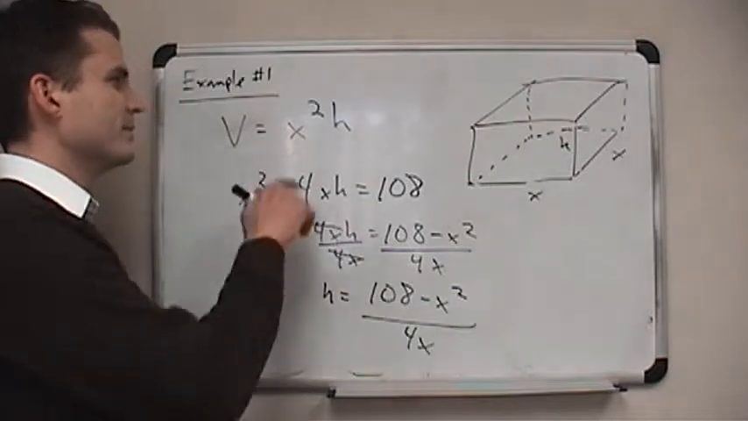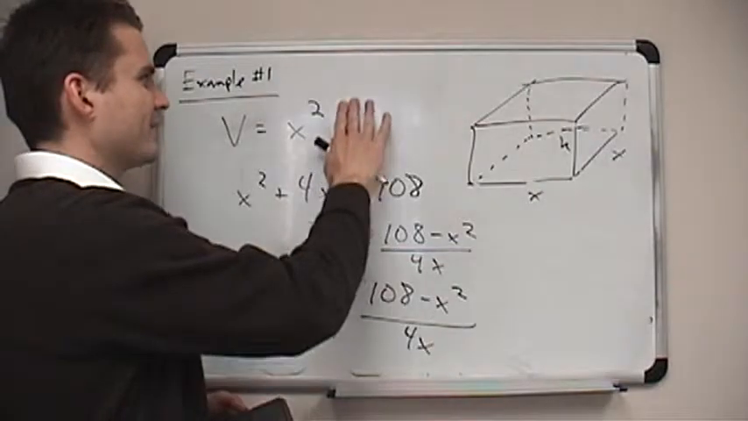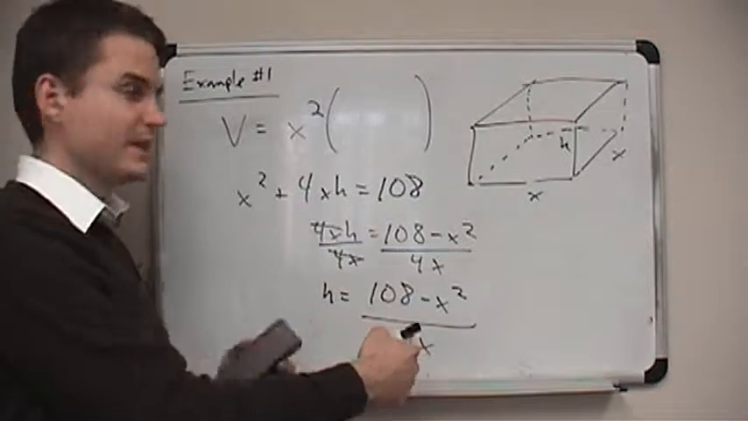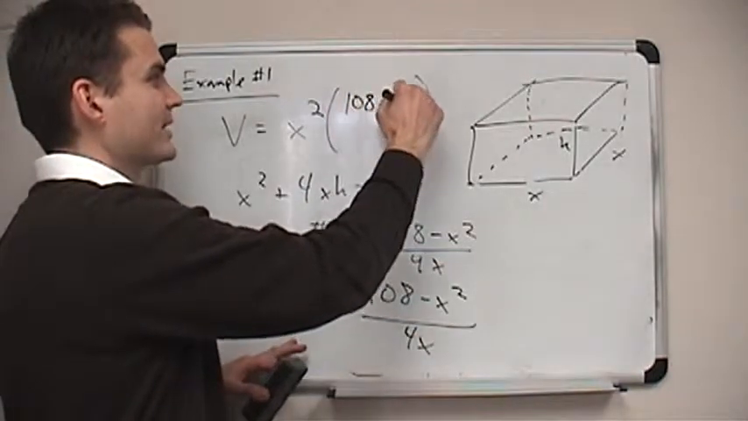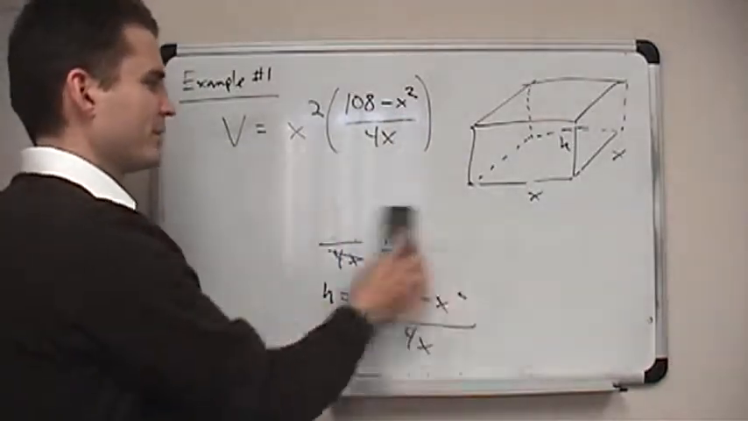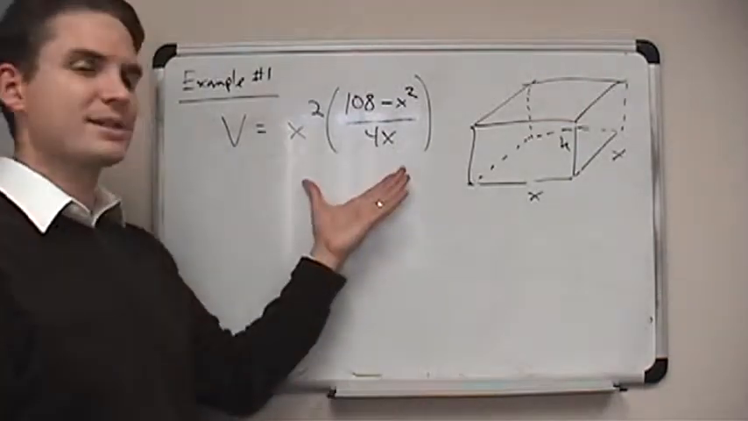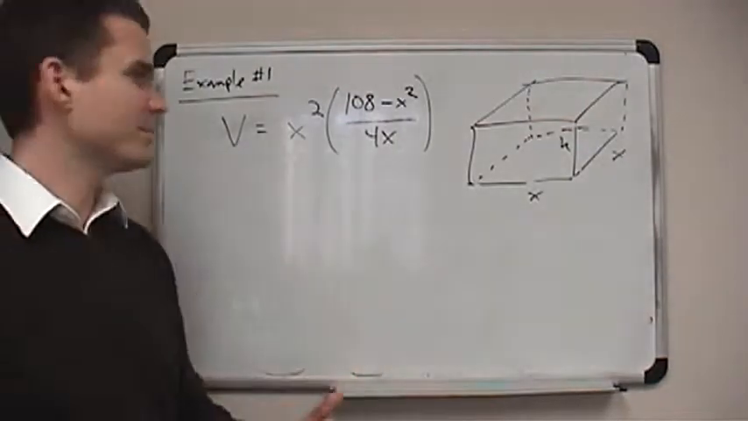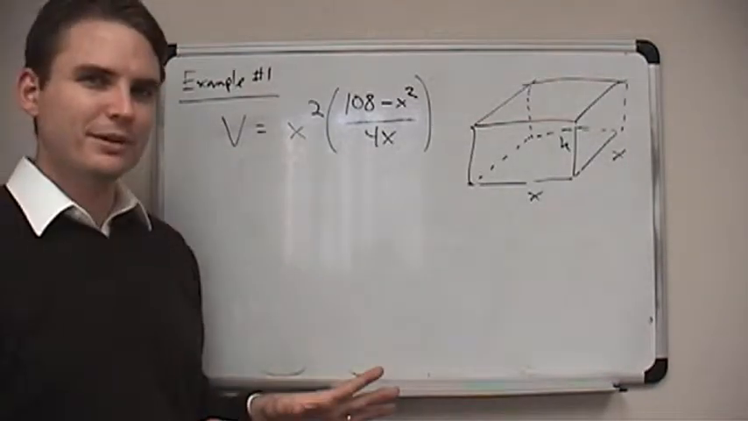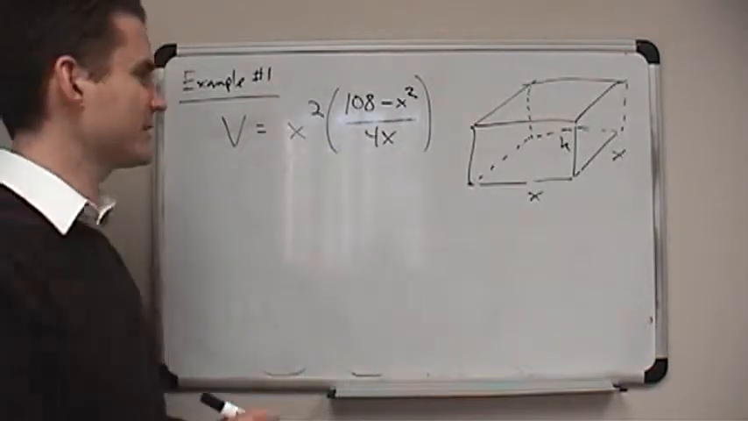It tells me that volume, even though it depends on x and h, through this secondary equation I can write volume just in terms of x. You see, I can replace that h with this, (108 minus x squared) over 4x. So now I've got a formula for volume that just depends on one variable, and that's key here. We can't maximize a function unless it just depends on one variable. So volume is now a function of just x. Now, before we go any further, we've got this formula for volume that depends on just one variable, and we're about ready to start using calculus.